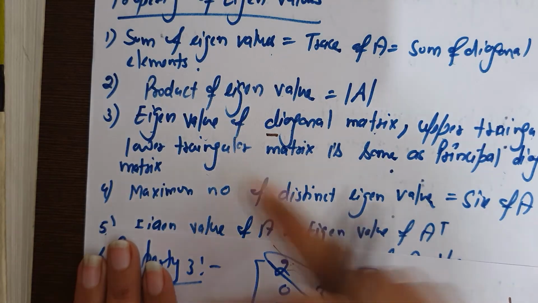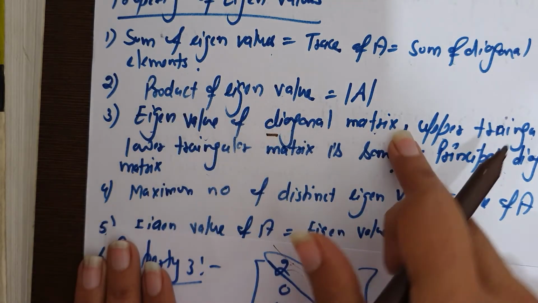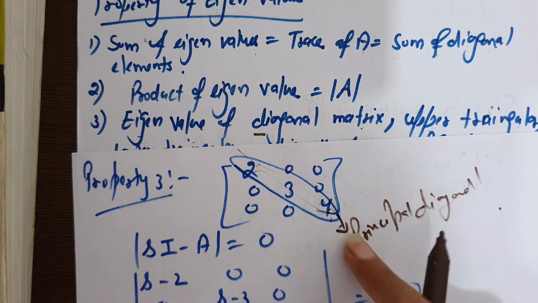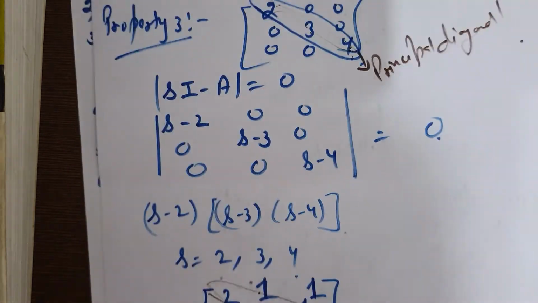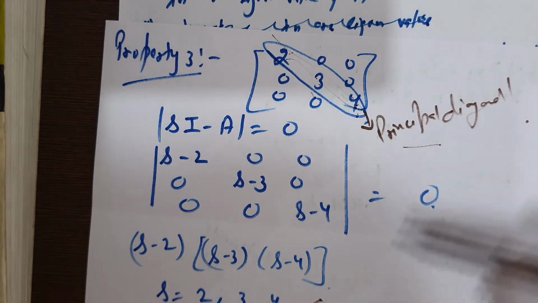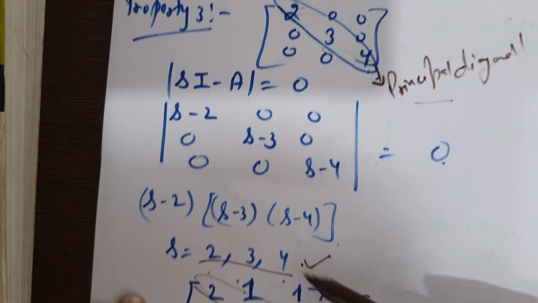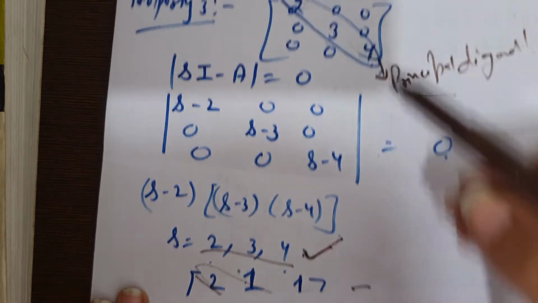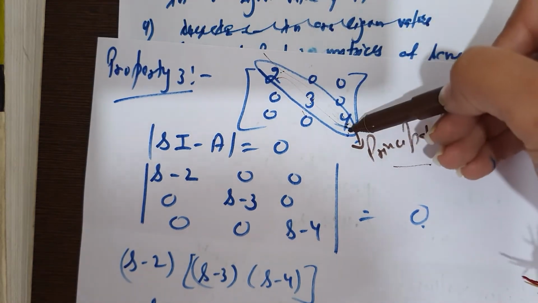Let's read this property again. Eigenvalues of a diagonal matrix. This is called a diagonal matrix. Upper triangular. So we have also verified that for diagonal and upper triangular matrices, the eigenvalues come out to be the same as the principal diagonal elements.